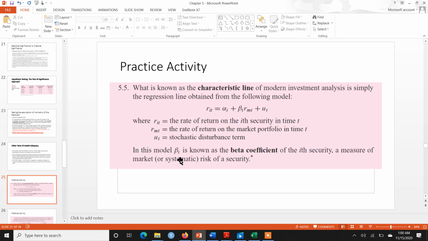Now let's say in this model, this value which is denoted as beta i is known as the beta coefficient of the ith security or the ith stock. So it's a measure of market risk, right? How risky is it to invest in a particular security? We can decide by looking at this beta coefficient.